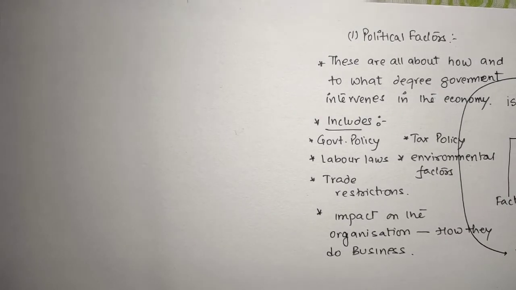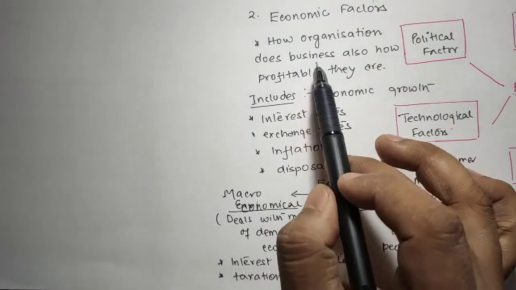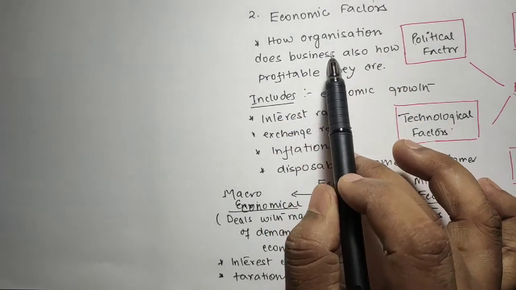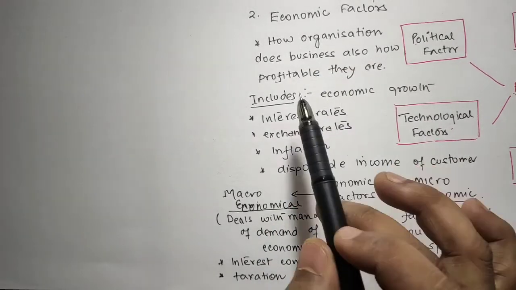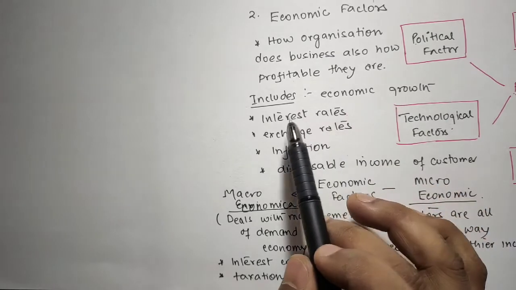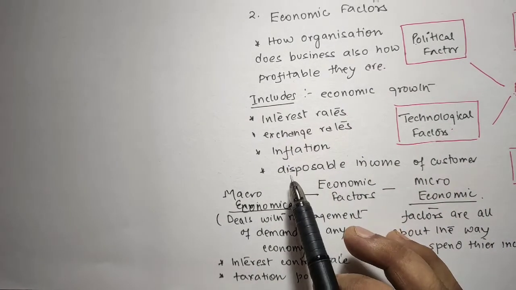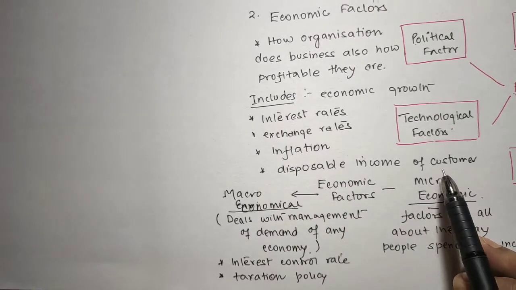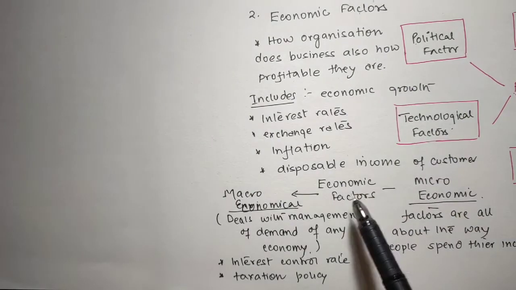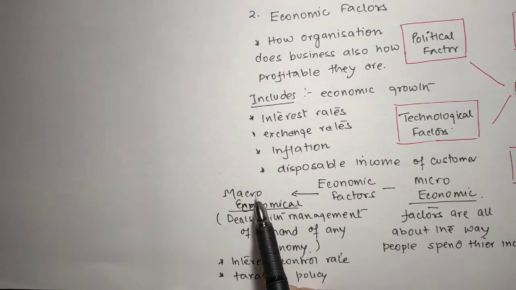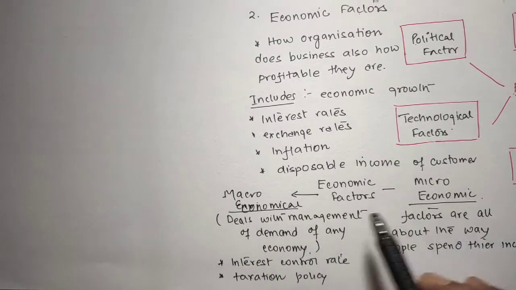Secondly, we have economic factors. Economic factors have great significance on how an organization does business and how profitable they are. They include economic growth, interest rate, exchange rate, inflation, and disposable income of the customer or business. Again, economic factors can be divided into two parts: macroeconomic factors and microeconomic factors.